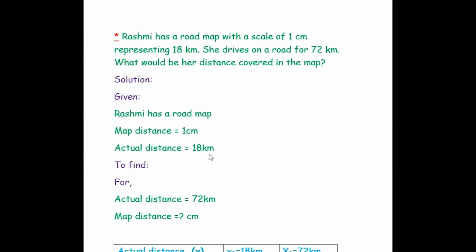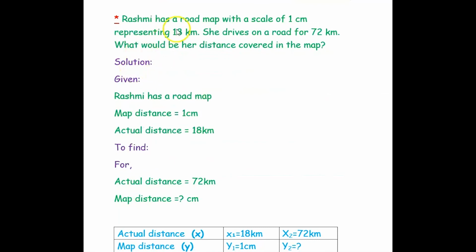So now let us see the next example. Rashmi has a road map with a scale of 1 centimeter representing 18 kilometers. She drives on a road for 72 kilometers. What would be her distance covered in the map?